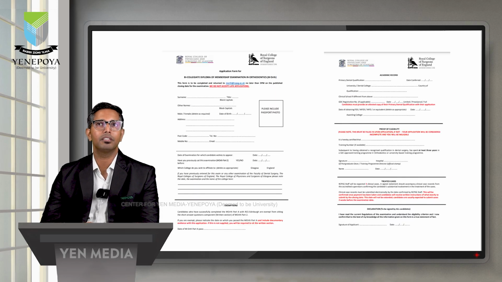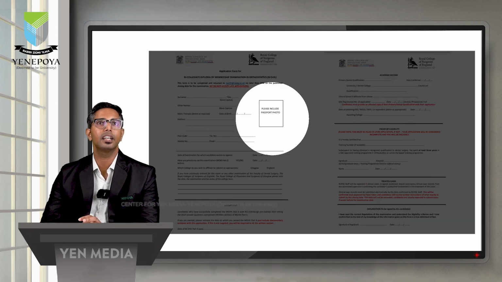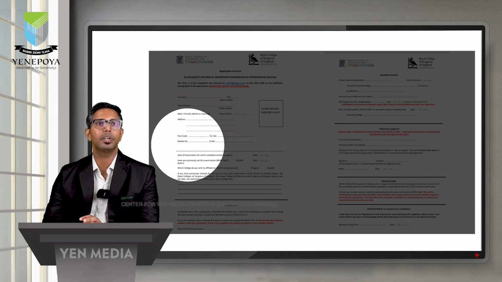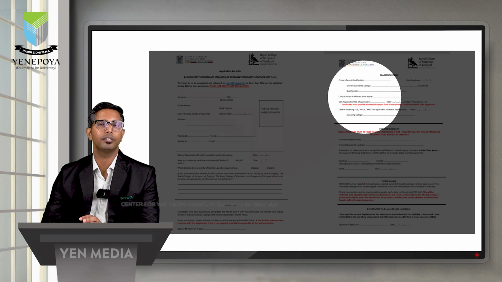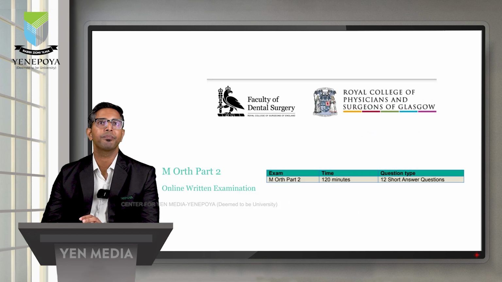This is the Royal College of England, that is the Glasgow format. Here also you can see that you will have to attest your photographs, name, age, as well as you will have to take a signature from whoever was your HOD at that point of time.